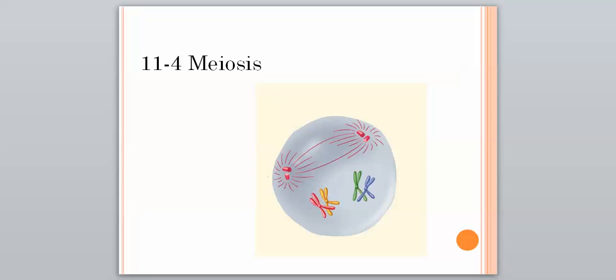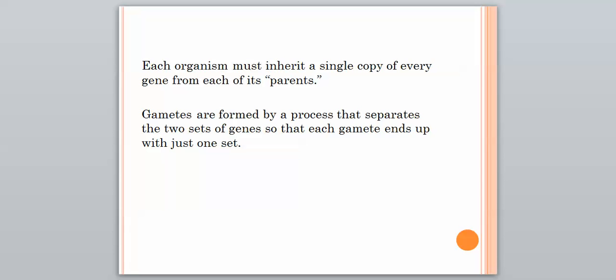So before we get into it, we need some background information, and hopefully you remember all this because we've talked about this in class. The first one being that each organism must inherit a single copy of every gene from each of its parents. The reason why parents is in parentheses there is because sometimes, again, we talk about asexual reproduction, where they can reproduce with just one organism without two separate parents.